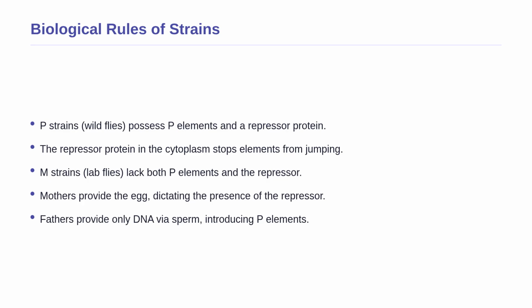The key to hybrid dysgenesis lies in reproduction. The mother provides the egg, which contains the cytoplasm, so she alone dictates whether the protective repressor is present. The father provides only DNA via his sperm. If he is a wild fly, he introduces the dangerous P elements into the egg.